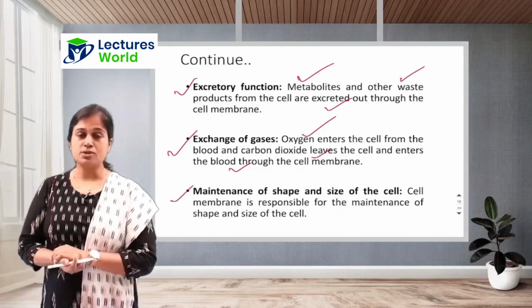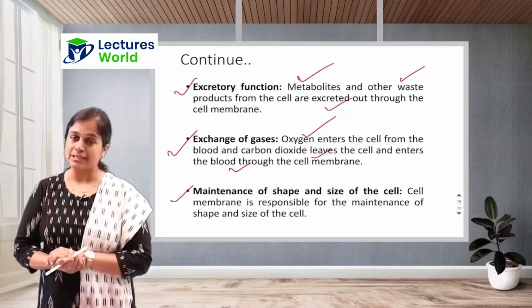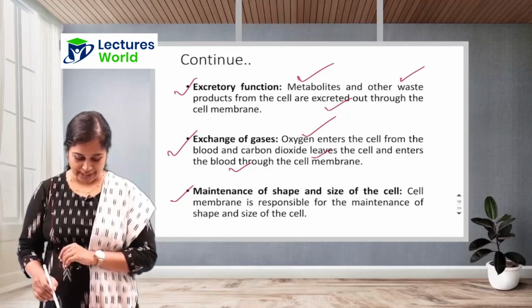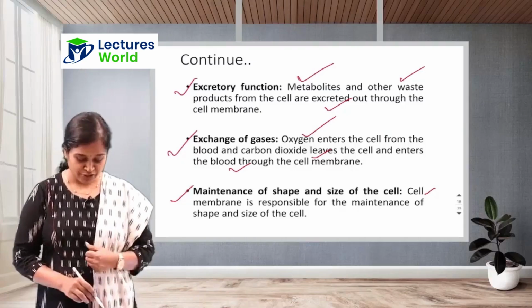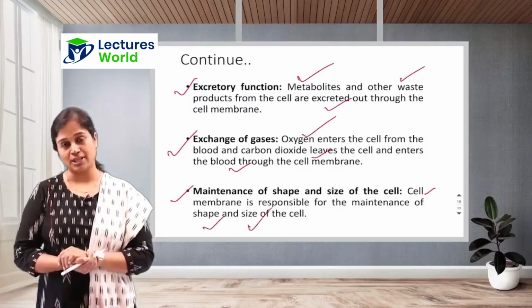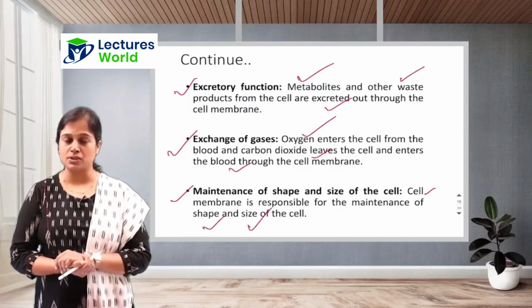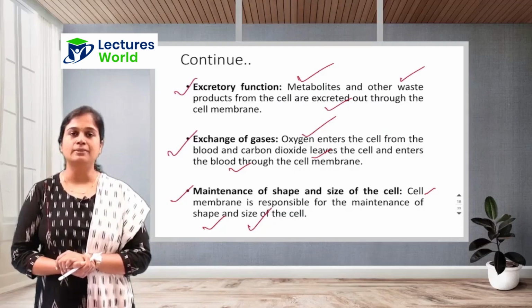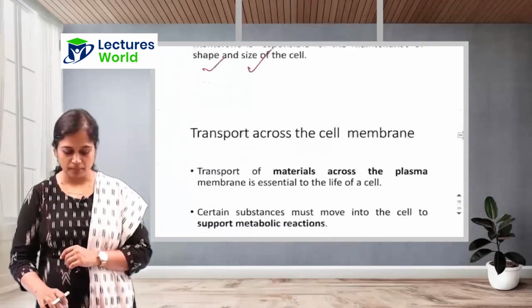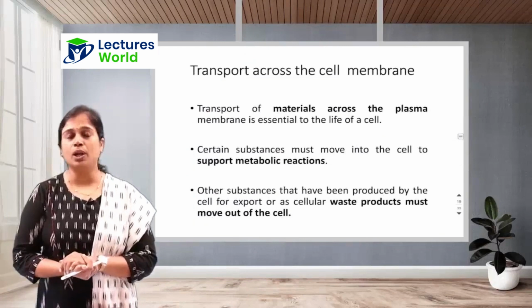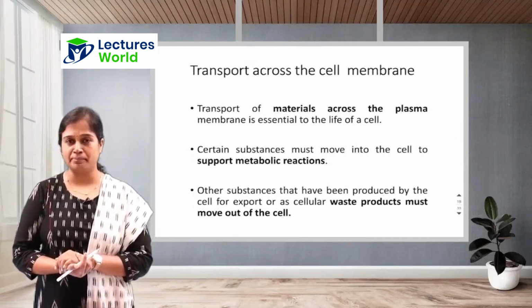Then maintenance of the shape and size of the cell. So this cell membrane is responsible for the maintenance of the shape and the size of the cell. So it prevents distortions in the cell shape and size. So this was all about the functions of the plasma membrane.